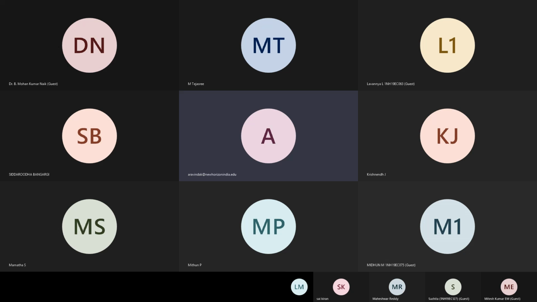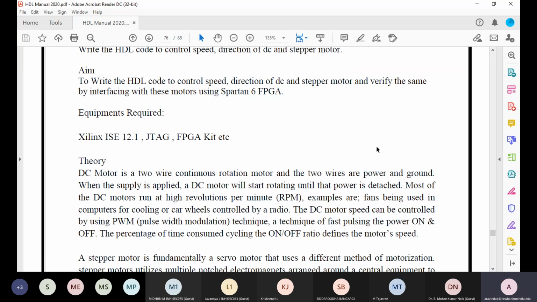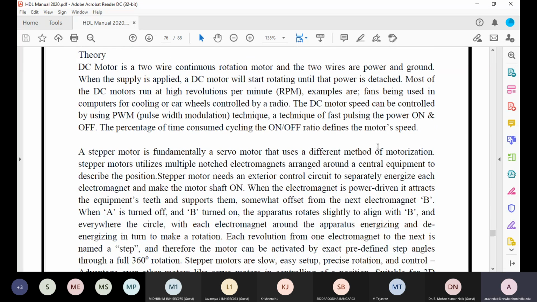This is experiment number 9, and in that we will see how a DC motor and a stepper motor can be interfaced to the FPGA kit, and by using the code how we can control the speed and the direction of the motor. So let me read out a brief theory.